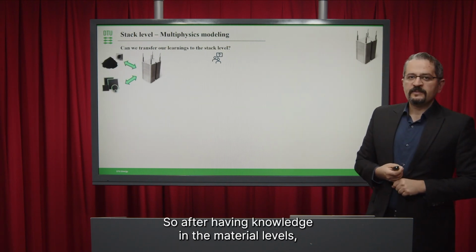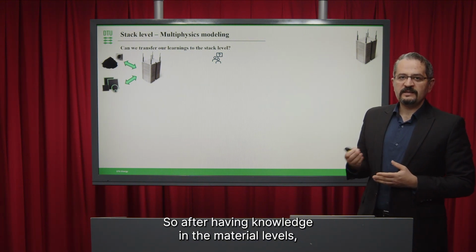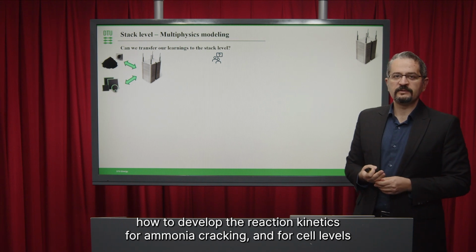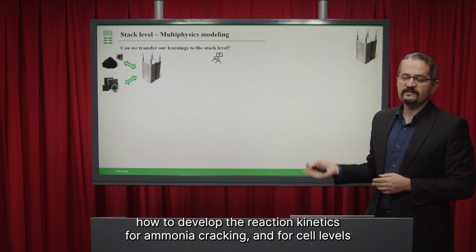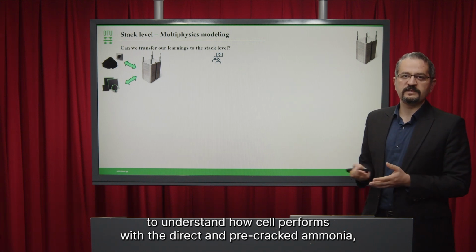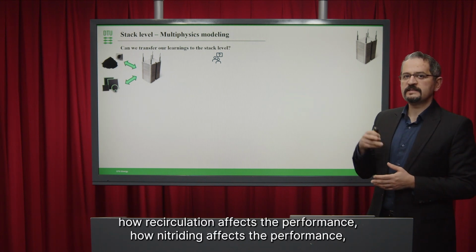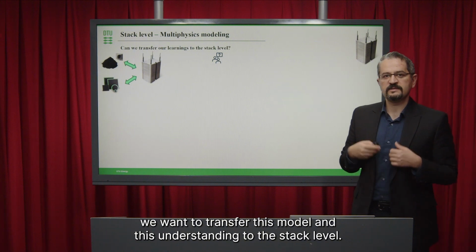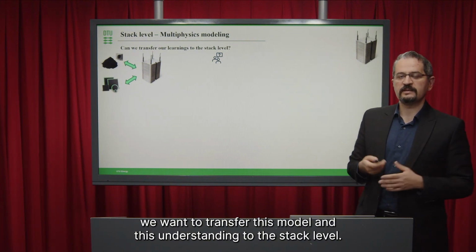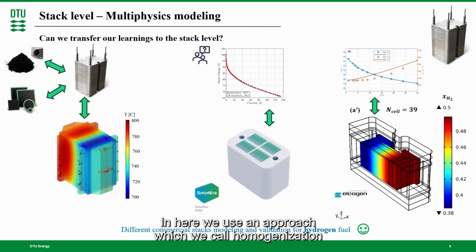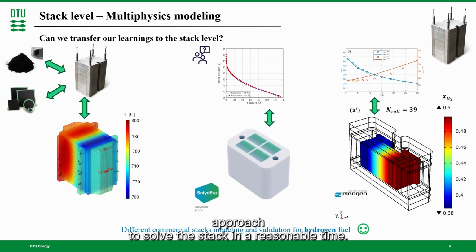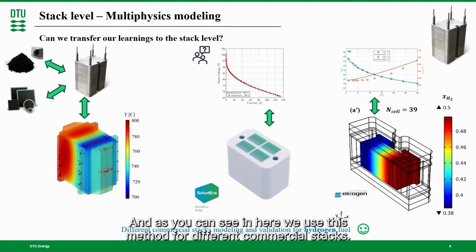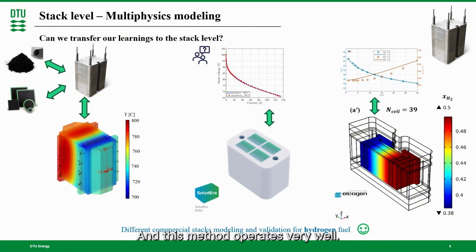So after gaining knowledge at the material level, on how to develop the reaction kinetics for ammonia cracking, and at the cell level, to understand how the cell performs with direct and pre-cracked ammonia, how recirculation affects the performance, and how nitriding affects the performance, we want to transfer this model and this understanding to the stack level. Here we use an approach which we call the homogenization approach to solve the stack in a reasonable time. And as you can see, we use this method for different commercial stacks, and this method operates very well.